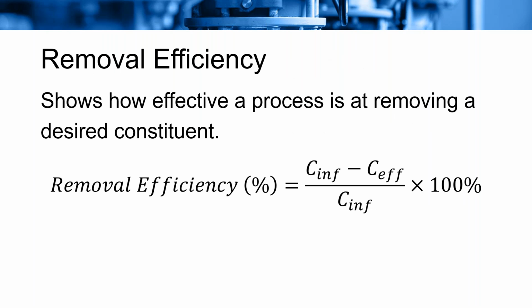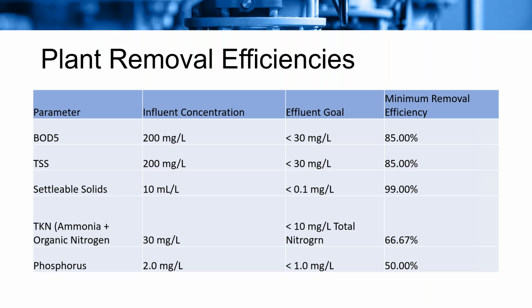Okay, so next we have removal efficiency. And removal efficiency typically shows how effective a process is at removing a desired constituent. It's a good performance indicator, and the value you get from your removal efficiency can be compared to the design parameters or industry standards for the same type of processes to establish if they are working correctly and efficiently. So here are a couple typical plant removal efficiencies. This is overall for a wastewater treatment plant that typically you'd see for like activated sludge.